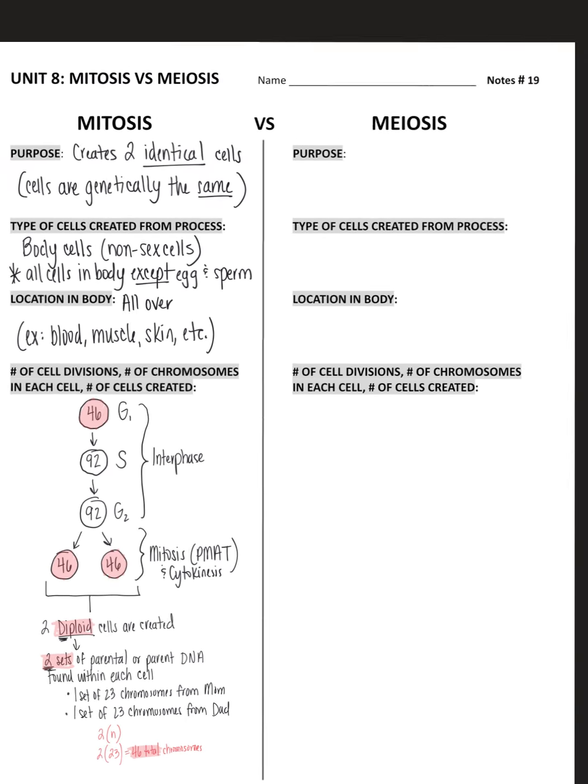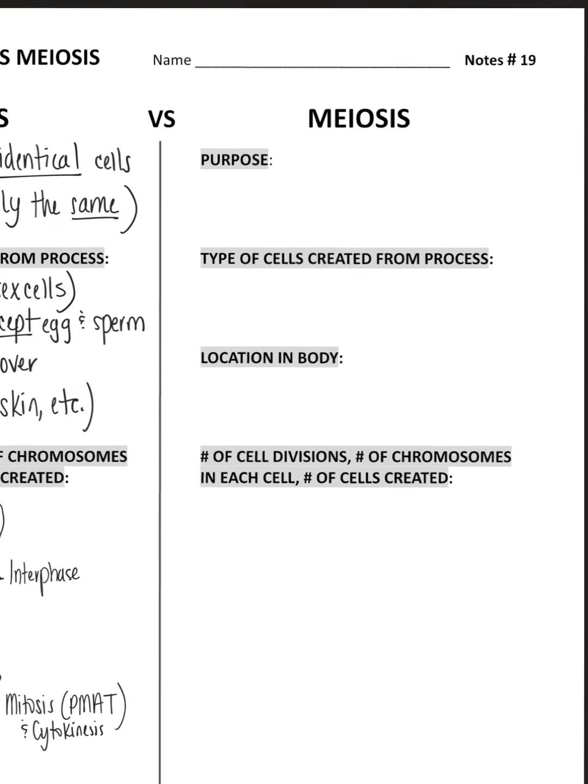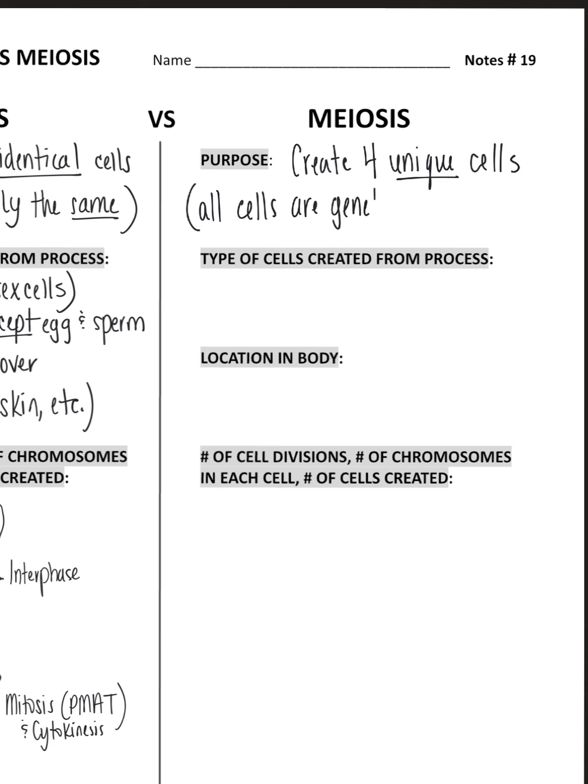Now let's go over to the other side and talk about the process of meiosis. The purpose of meiosis is to create 4 unique cells. That means all cells created from this process are genetically different.